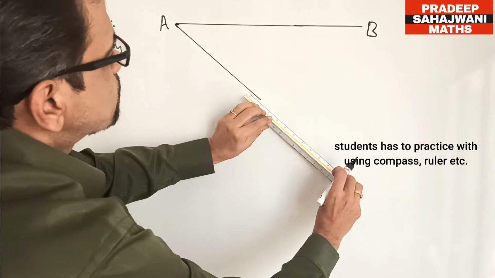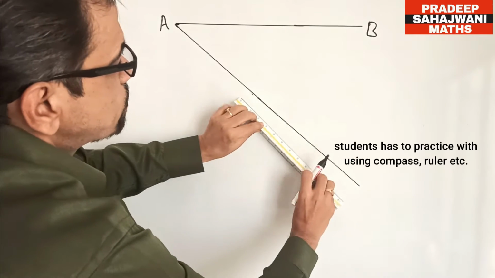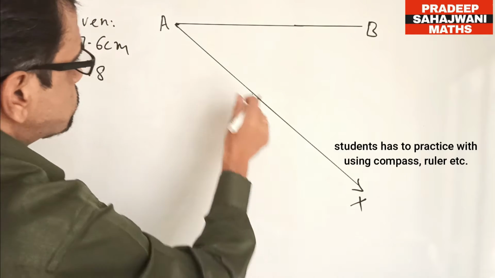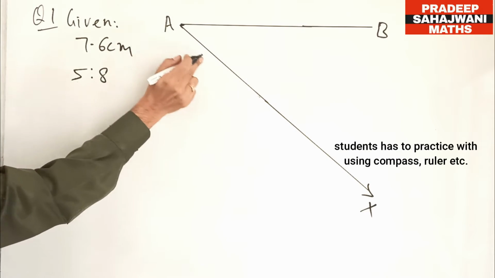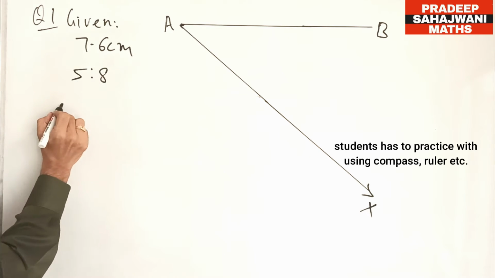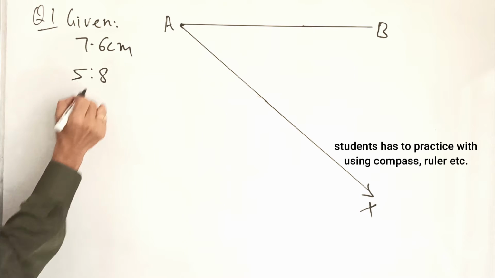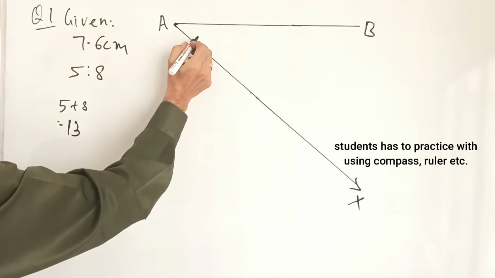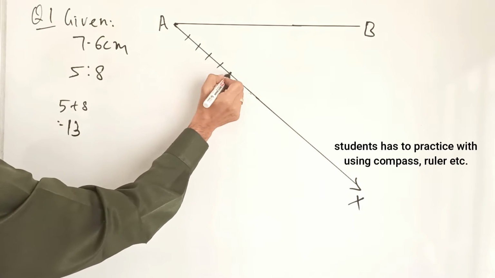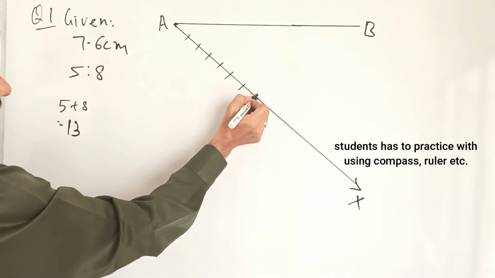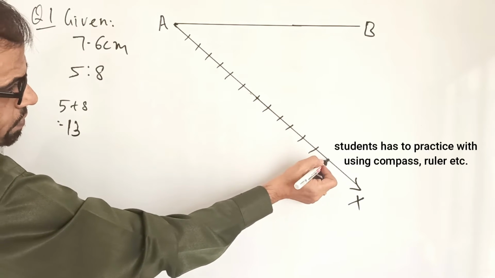Draw a ray of any length and at any acute angle. Okay student, this is ray AX, with any angle, any length. 5:8 means the total segment will divide AX into 13 parts, 5 plus 8, 13 parts. We have to divide this AX. Now let us divide it: 1, 2, 3, 4, 5, 6, 7, 8, 9, 10, 11, 12, 13.